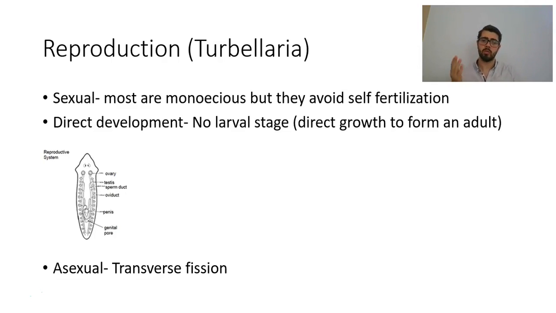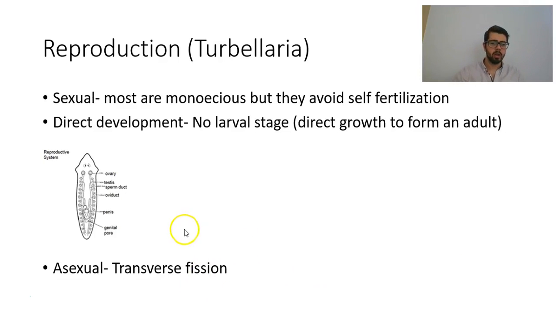Instead, they're going to search and find a mate, and they're going to swim or crawl, or not crawl, but use their cilia for locomotion to find a mate. And then we see the presence of direct development. So that means that they don't have a larval stage, they're just born as a small little individual, and then that will directly grow to form an adult. There's no stages in other animals or anything of that sort.